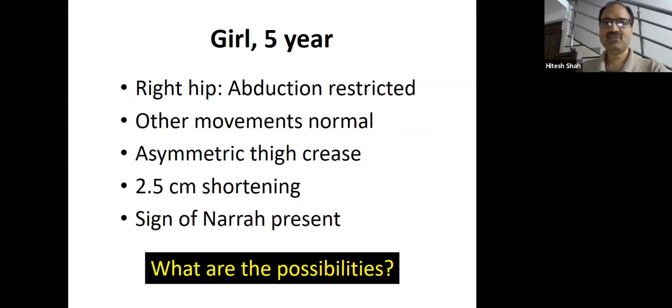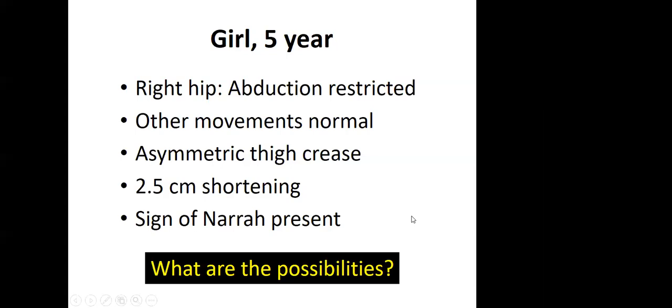And these are the examination findings. On examination, the abduction is grossly restricted. All the other movements were normal. Rotations were exaggerated. Asymmetrical thigh creases were present. A globular palpable mass was present over the gluteus. 2.5 centimeter shortening was there. And the vascular sign of Narath was positive. So what are the possibilities?